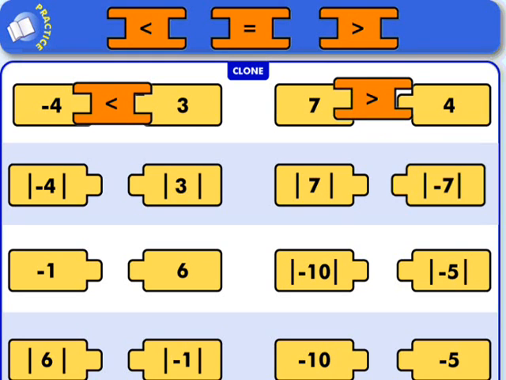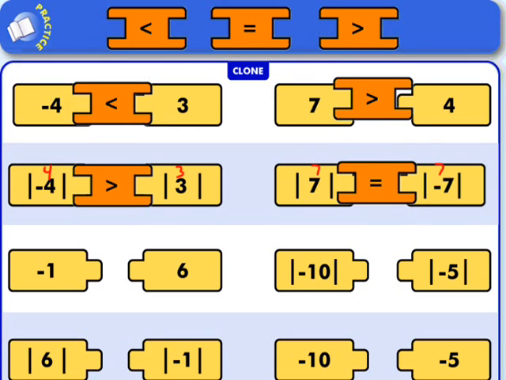The next one deals with two absolute values. Now, the absolute value of negative 4 is 4, and the absolute value of positive 3 is 3. 4 is greater than 3, and so we'll put that symbol there. The next one, we have the absolute value of 7 is 7. The absolute value of negative 7 is also 7, so those would be equal.